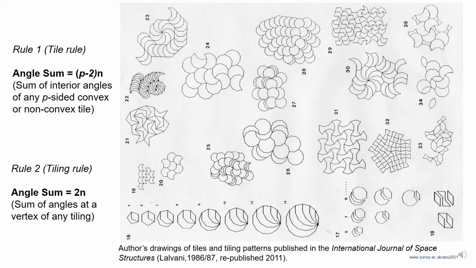The rule for any of these tilings, periodic, non-periodic, or irregular, is simple. All angle numbers at any vertex equal 2n. The rule for tile shapes is also simple. The sum of interior angle numbers of any tile, convex or non-convex, equals (p minus 2) times n, where p is the number of sides of the polygon.